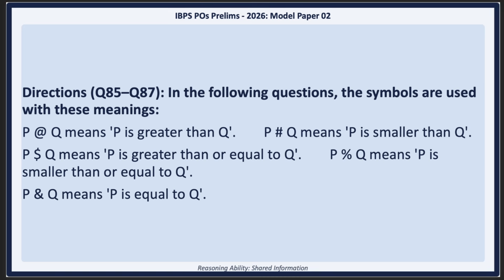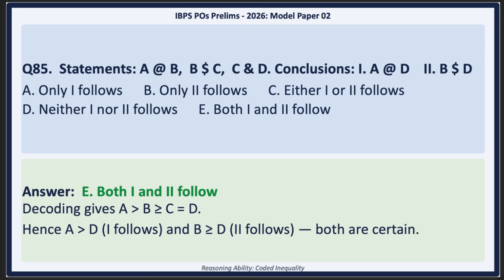You've hit the nail right on the head. It is entirely a test of cognitive load. Really? Yes. And the trick here is to just refuse to play their game. Do not try to solve it while it's still in code. Translate the entire string into standard mathematical inequalities first. Okay, let's do it for question 85. Once translated, the first string becomes A is greater than B is greater than or equal to C, and C is equal to D. Strung together, that's A > B ≥ C = D.